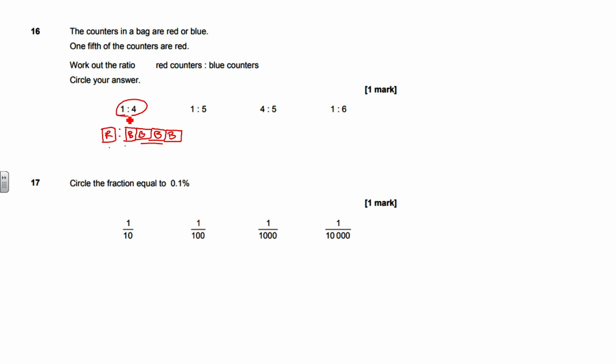Question 17, circle the fraction equivalent to 0.1%. So this question caught a lot of people out. Now 1/10, if we think of it as a percentage, is 10 out of 100. That's 10%. 1 out of 100 is obviously 1%. So it kind of makes sense that if we're dividing by 10 there, 10% divided by 10 makes 1%, because we've got 1/100th from 1/10. But the next one is going to be our 0.1%. It's 1 out of 1,000. Because the numbers are following that pattern.